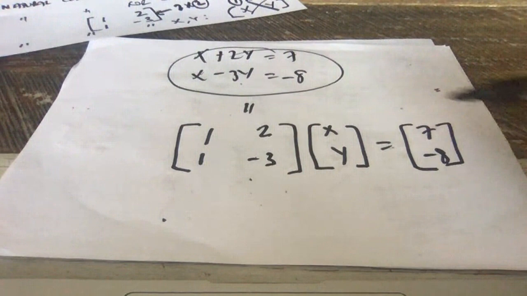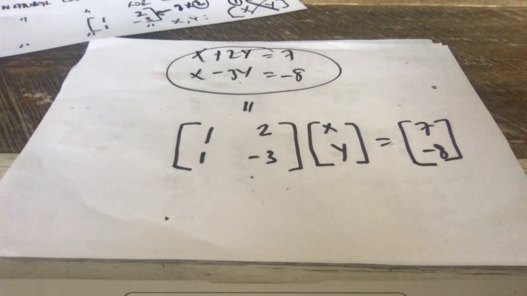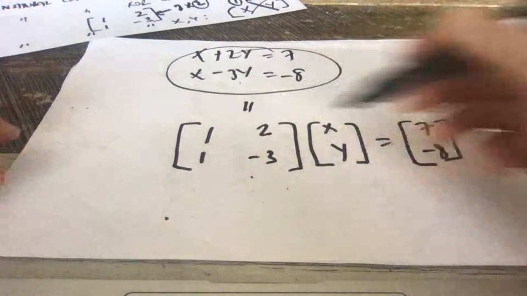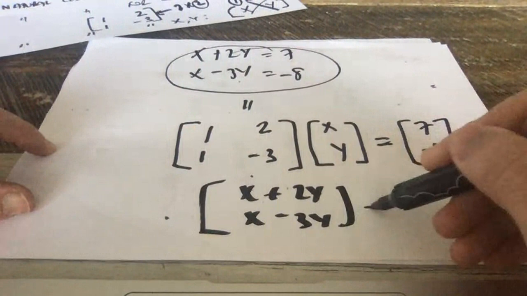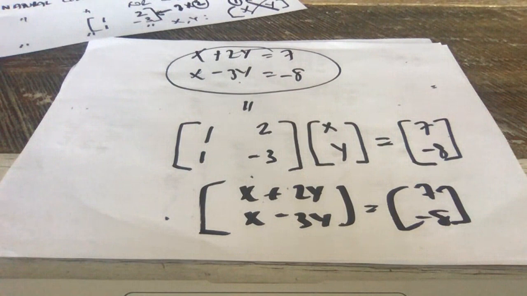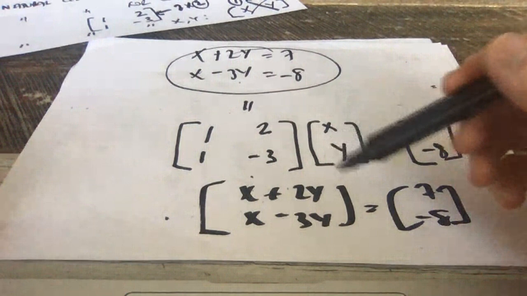Now, you'll notice here, guys, that there's only one equals sign. We went from two equals signs to one. The reason is that if you multiply out the left-hand side, you get x plus 2y on top, and x minus 3y on the bottom, equal to 7 and minus 8. You only need one equals sign because two matrices are the same if their dimensions are the same and their entries are the same. So if this is equal to this, then we get x plus 2y is equal to 7, and x minus 3y is equal to minus 8.